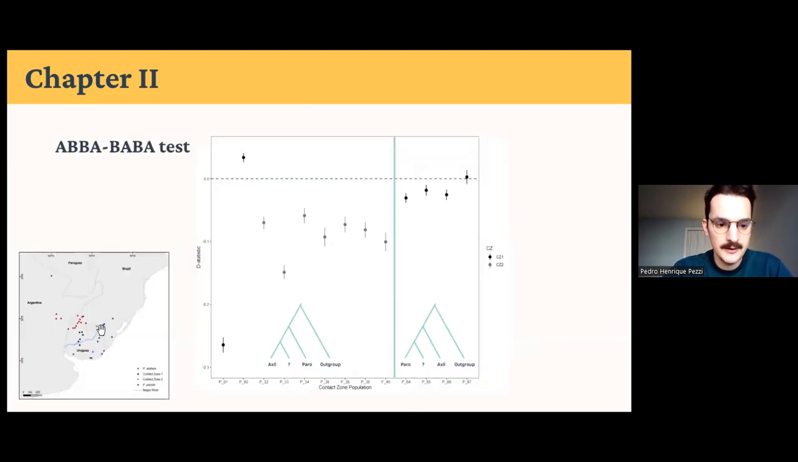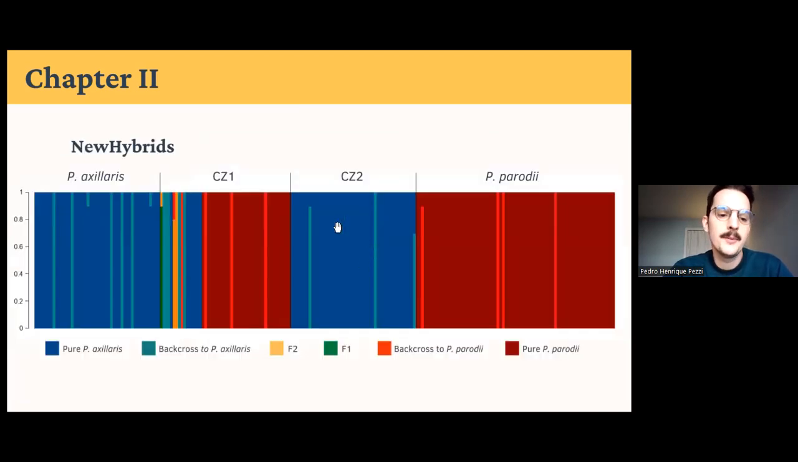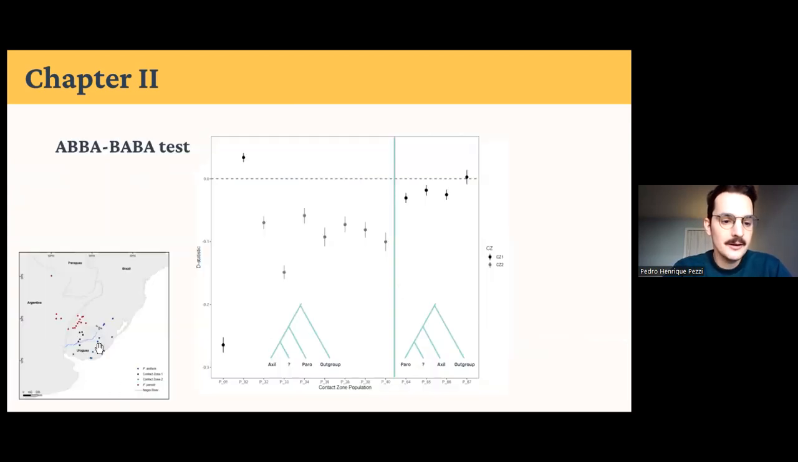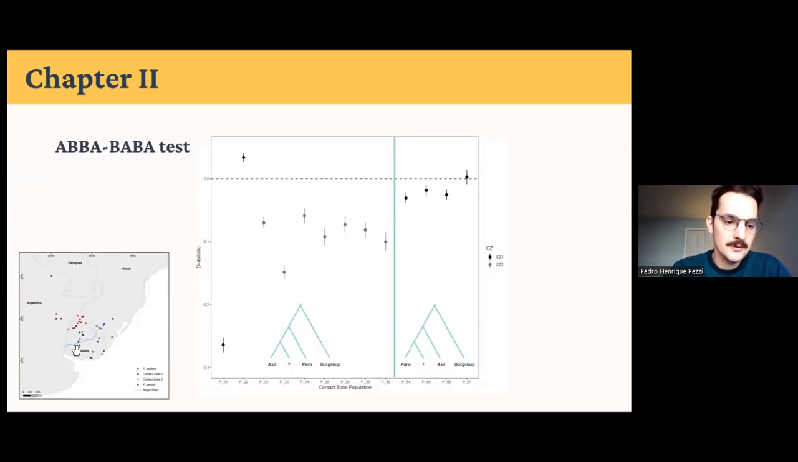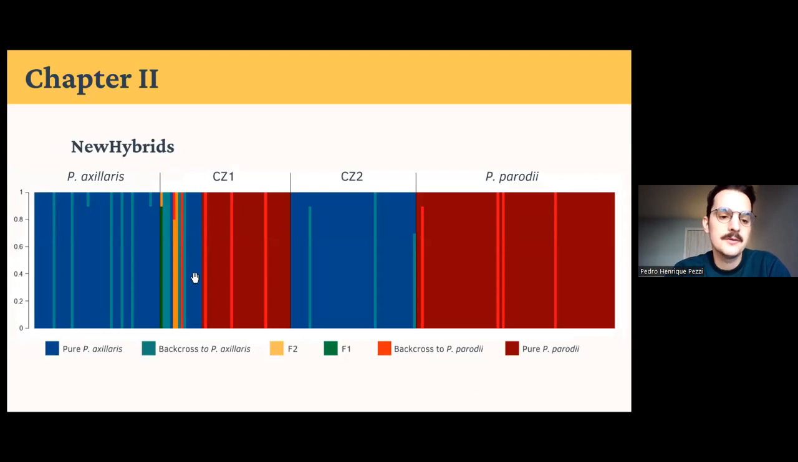Contact zone two, the one here in the north part of the Negro River, only had pure individuals of Petunia axillaris or backcrosses to Petunia axillaris. But here, contact zone one, the one right in the middle of Uruguay, contains all the categories. Here, the four populations more to the north are considered pure Petunia parodii or backcrosses to Petunia parodii. This other population, the first one north of the Negro River, only showed pure individuals of Petunia axillaris.